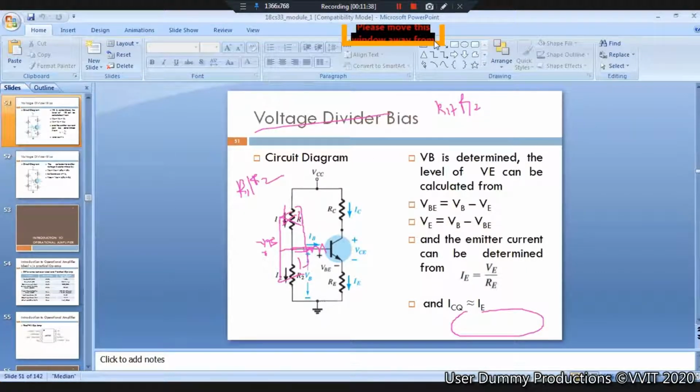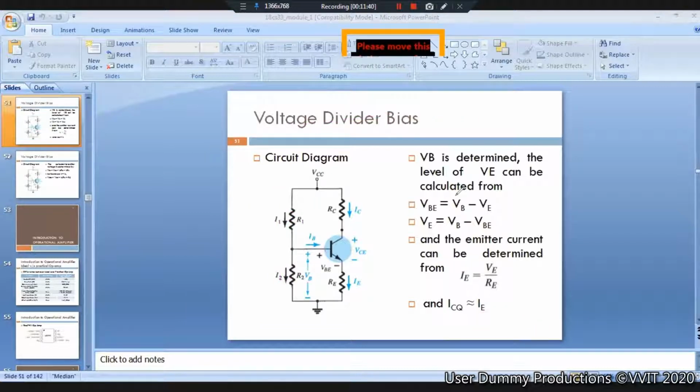Now you can see this in the voltage divider circuit also. You can use this VB determined VA. This can be done by applying a separate KVL for this terminal. You can write VE minus IE into RE. Take IE outside, VE divided by RE will give the value for this. Again, the same thing, you can take the values for the next also.